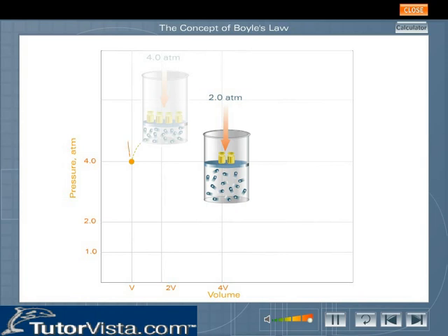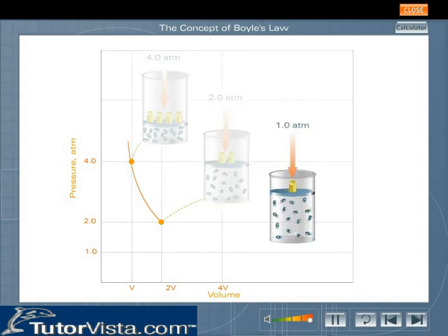The pressure is now 2 atmospheres. Observe the change in the volume of the gas in the cylinder. It has doubled. Let's reduce the pressure further. Click on the weights. The pressure is now reduced to 1 atmosphere. The volume has doubled again.